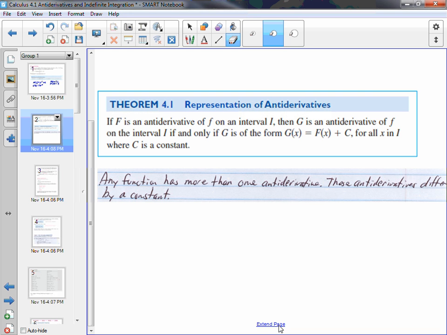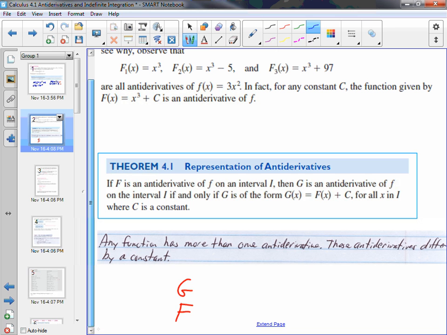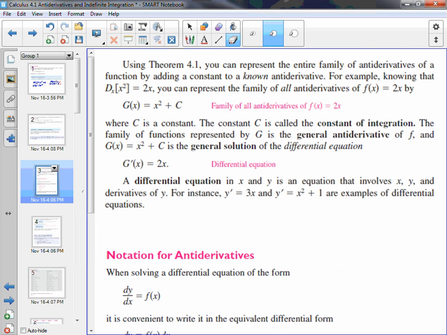Okay? So G and F must be identical, except for the constant at the end. All right? So like here, when I called both of these capital F, they're both antiderivatives, aren't they? And they just differ by a constant. That's all they differ by. All right? So that's what that theorem's telling us. Make sense? All right, let's keep going.